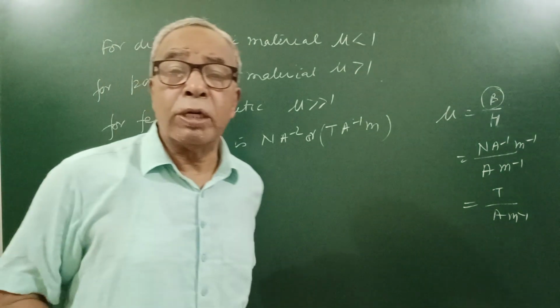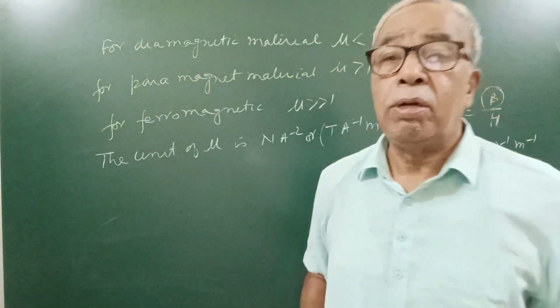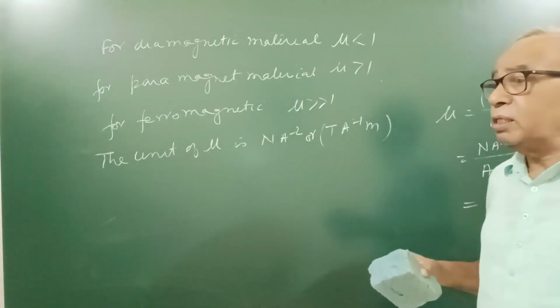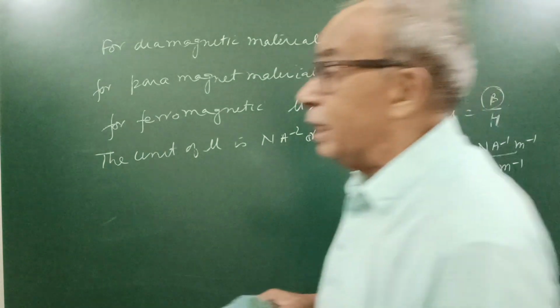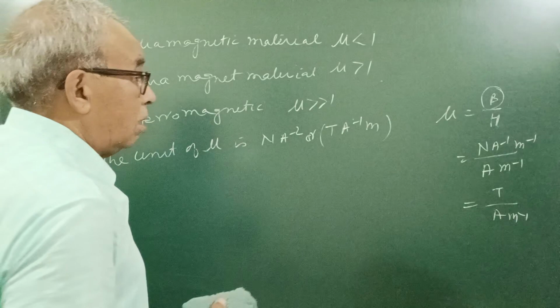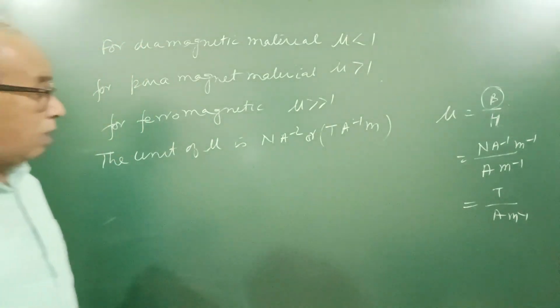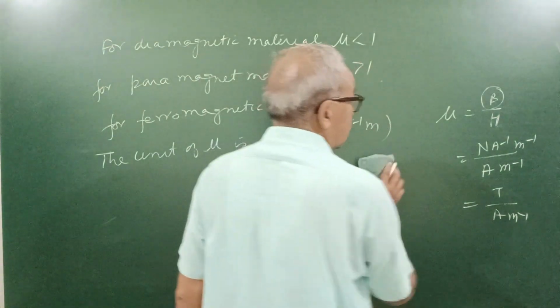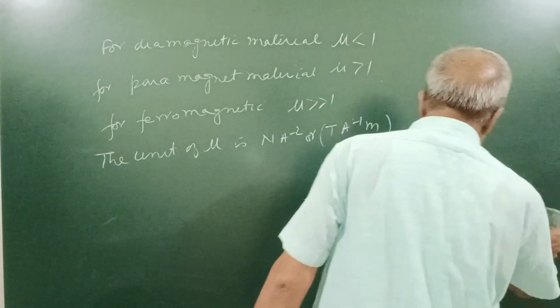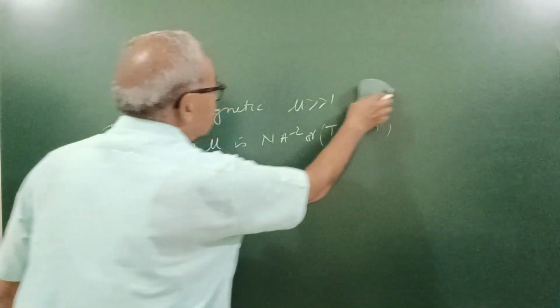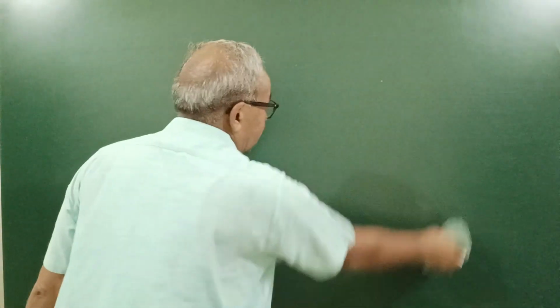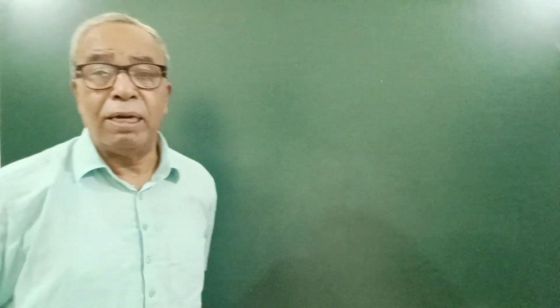This is a very important term. Without knowing all these things, we cannot understand the properties of magnetic materials. So please take it seriously and read it and learn it. Without this, you will always be in confusion. Permeability means permission to allow the magnetic field lines to pass through a material.